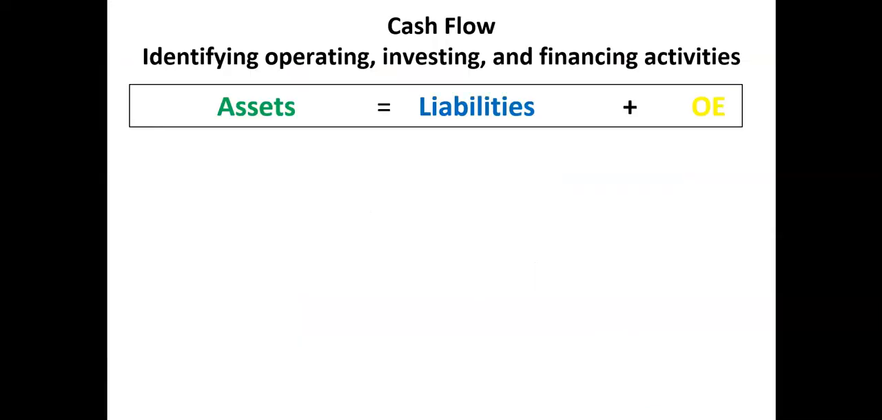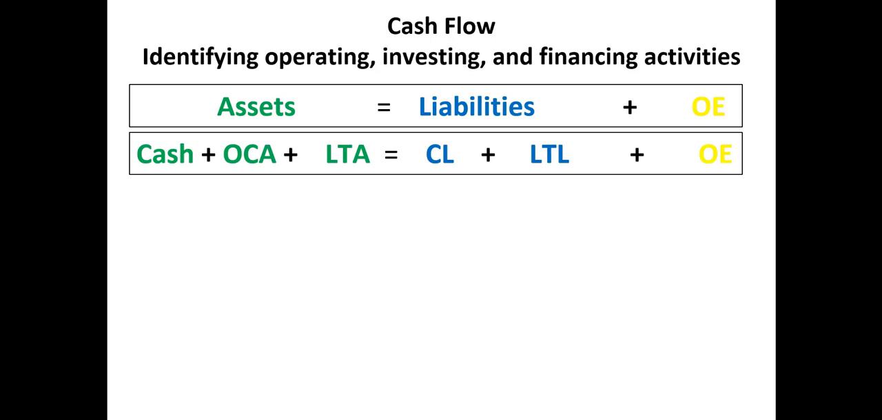All right, so if you think of the accounting equation, we have assets equal liabilities and equity. And what we're going to do right now, and this is going to help you identify if it's an operating, investing, or financing activity of the business, is we're going to break down the accounting equation. So we're going to pull out cash separately, and then we have current assets and long-term assets. So assets, we broke down into cash, current assets, and long-term assets. Liabilities, we broke it down into current liabilities and long-term liabilities, and then we have equity.